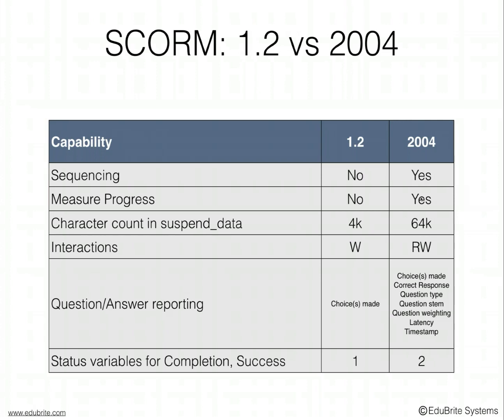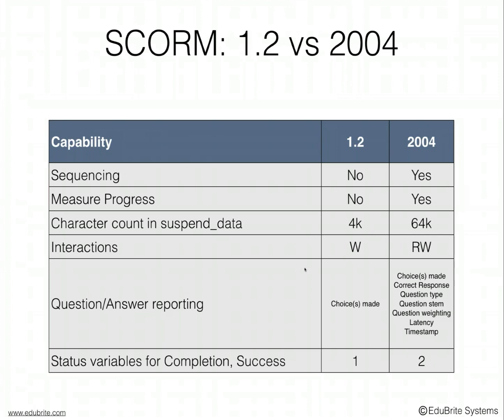But likewise, measuring progress, if you want to have someone exit out of a course and see where they were, you can use the CMI progress measure in order to track that progress. The suspend data field that we just mentioned is much larger, 15 times larger in 2004 than it is in 1.2. And with that, if you're going to be doing a lot of bookmarking or any other kind of data storage, you're going to probably need the 2004 one. And interactions, oddly enough, in 1.2, they're write-only, so they can't be read once they've been written. Whereas with 2004, they can be read-write.